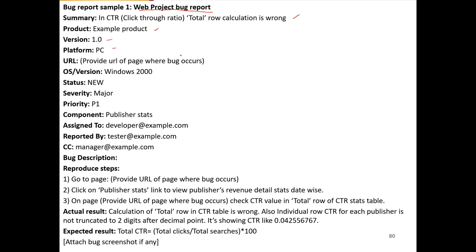The version, platform, URL, okay, and the severity is major. Major means we have to pay serious attention. Priority is P1, the highest priority. So these two pieces of information give us the impression that this bug must be solved immediately, because of the major severity assigned to it.